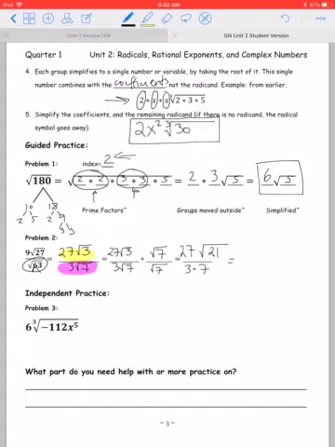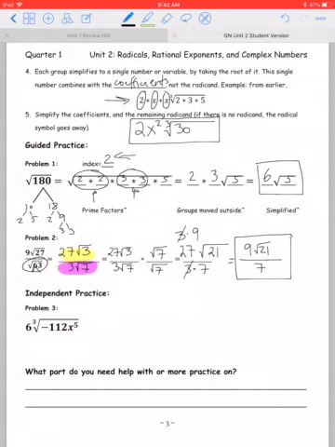And then, if you can, try and simplify this. So 27 has a 3 in it. Remember, that's 3 times 9, technically. So those can cancel. And we get 9 radical 21 over 7 as our final answer.